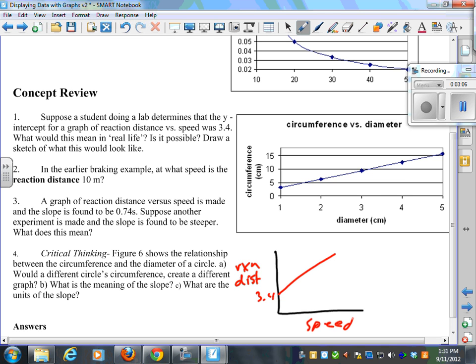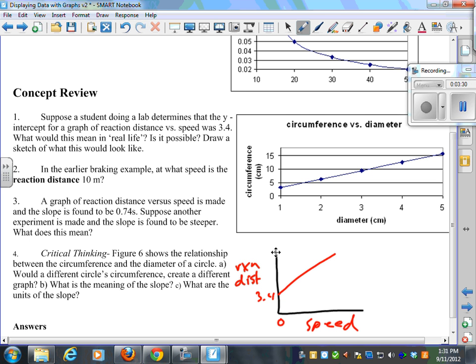So what does it mean? Well, it means that if your speed is 0, you still need a distance of 3.4 meters, which doesn't make a lot of sense, does it? If you're stopped, you don't need any distance to stop, right? So is it possible? Not possible. What would it mean? It means someone screwed up. It's not possible.